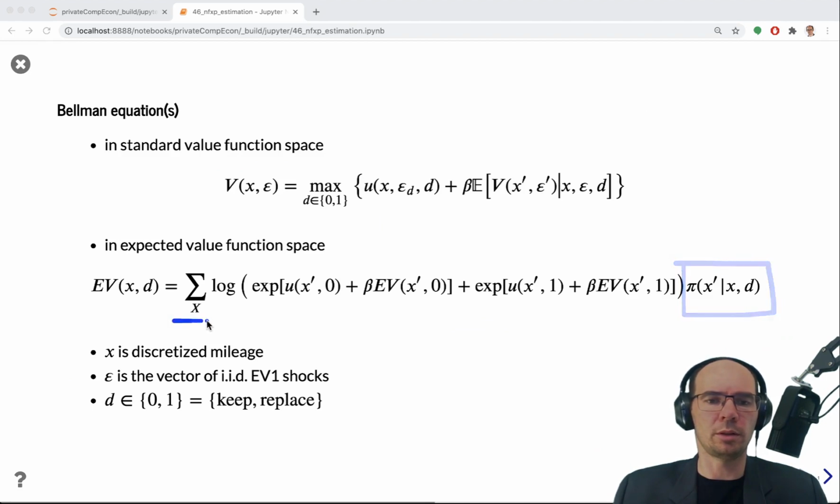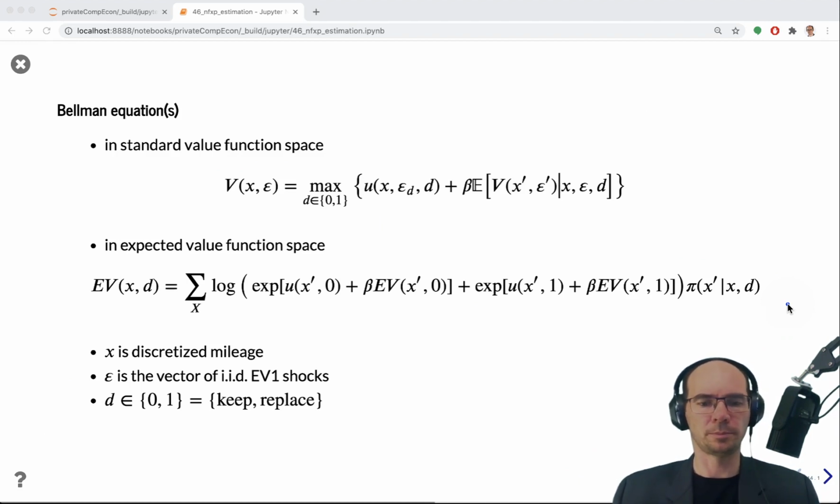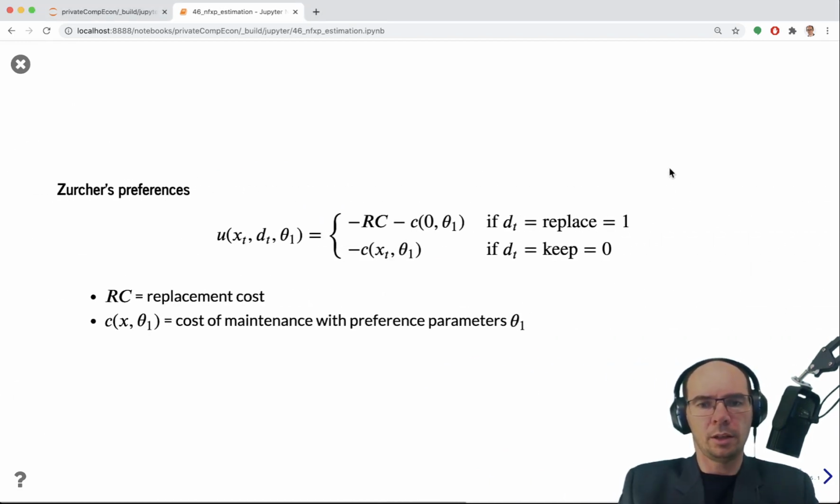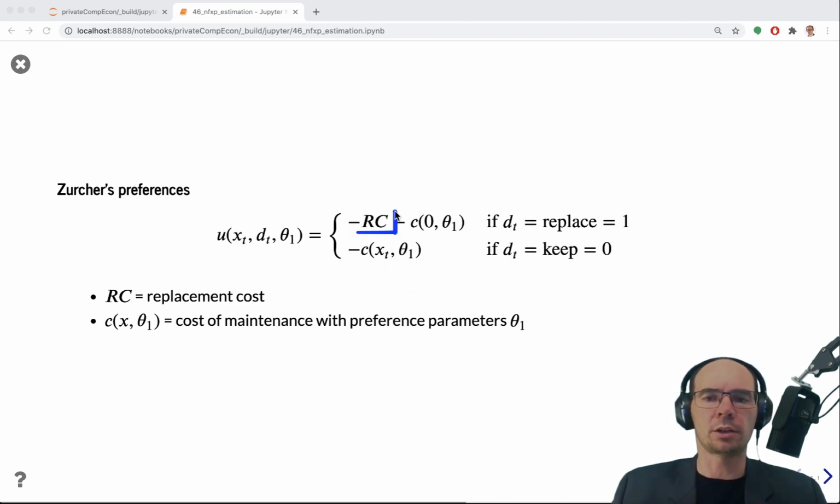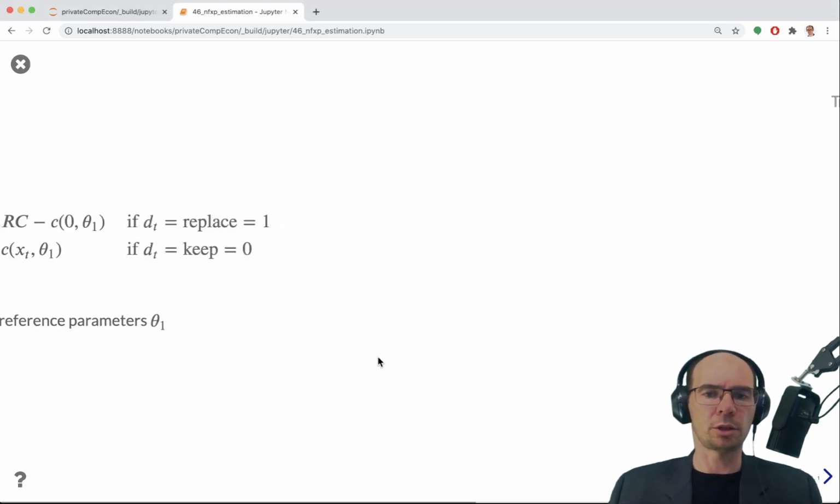The sum of some components weighted by the transition probability pi can be written as a multiplication with the transition probability on the left, for example. The instantaneous utility in the model is given by this utility function or cost function. We want to maximize the negative cost, and here I want to emphasize that there are some parameters. So in fact, one parameter, theta 1, is a scalar parameter in the cost function, and there is this parameter, the replacement cost, which is also something that we need to recover in the structural estimation.